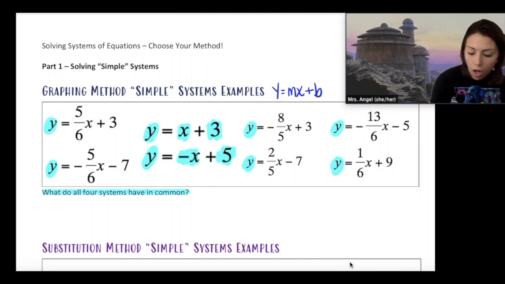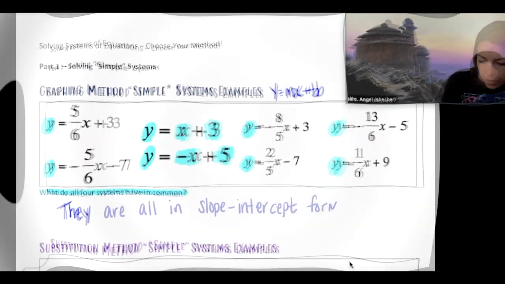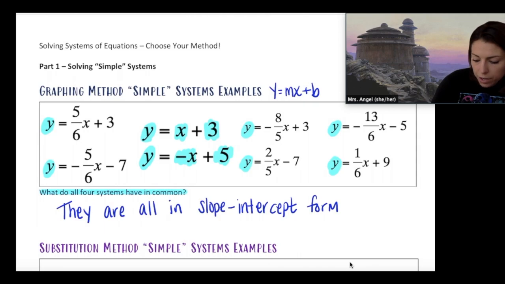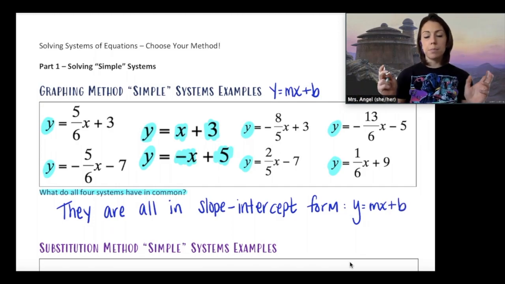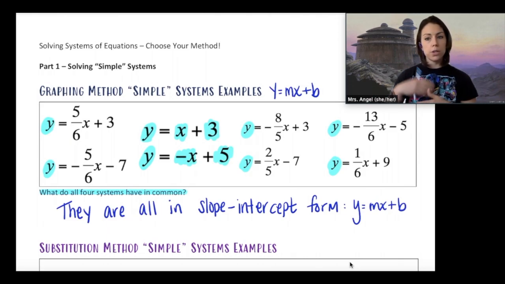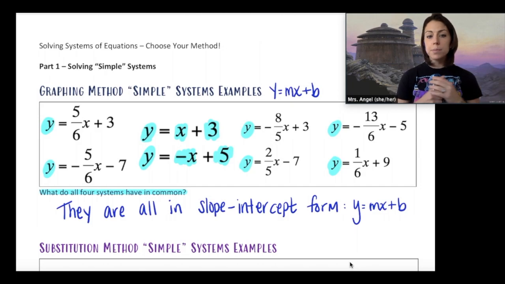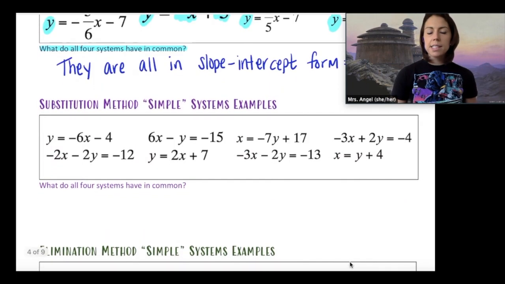So what all four systems have in common is that they are all in slope-intercept form, which just as a reminder is y equals mx plus b. Now that's why we would call these simple graphing systems, because there's no converting necessary. They're already ready to go. You just have to identify the y-intercept and the slope, and off you go. Let's look at the second table.